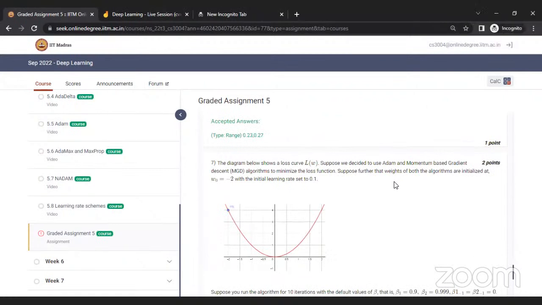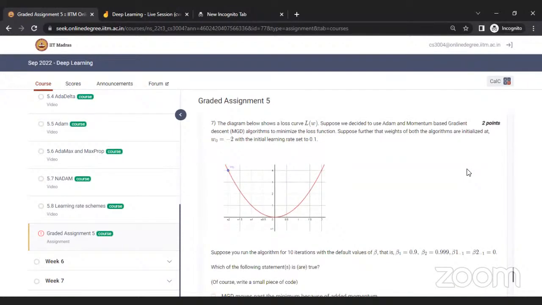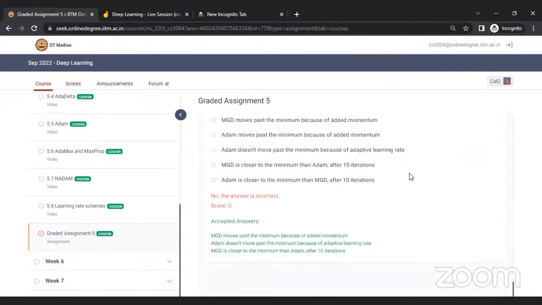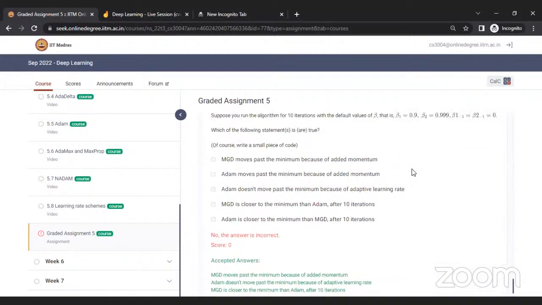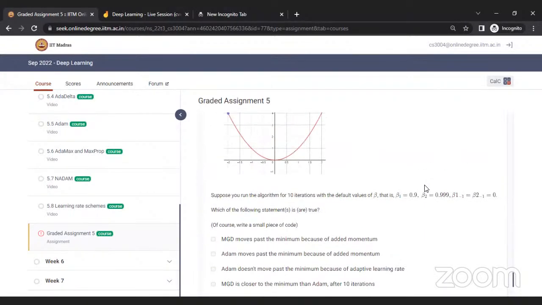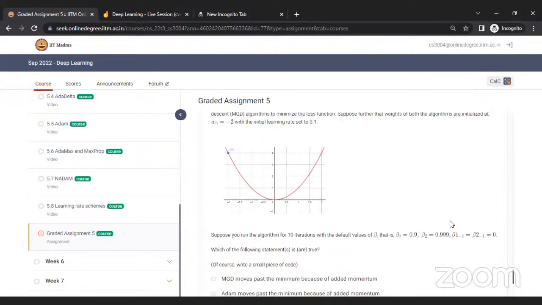So actually I took the first two options, sir, because in the lecture we saw that both SGD with momentum and Adam fluctuate around the minimum. That's why I took them, but the answer is given as wrong.